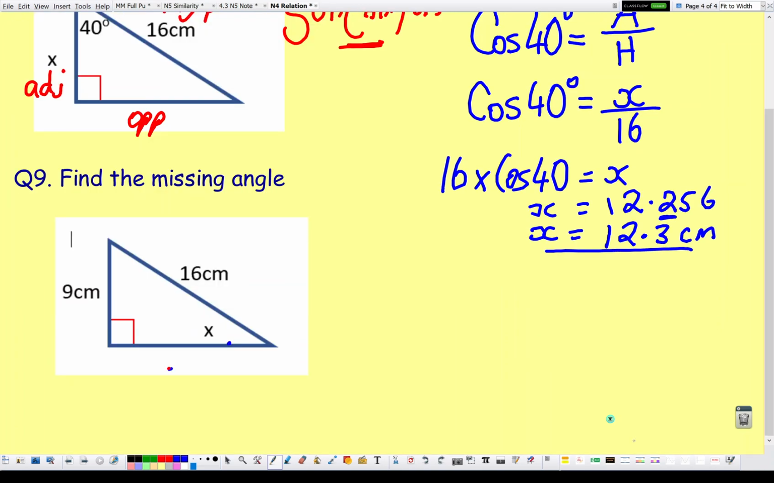Last one, guys, and then I'll let you crack on, is this one here. So draw me another triangle. This time we have two sides and we're looking to find the missing angle. Okay, so if you've already drawn the triangle, you can start to label it.